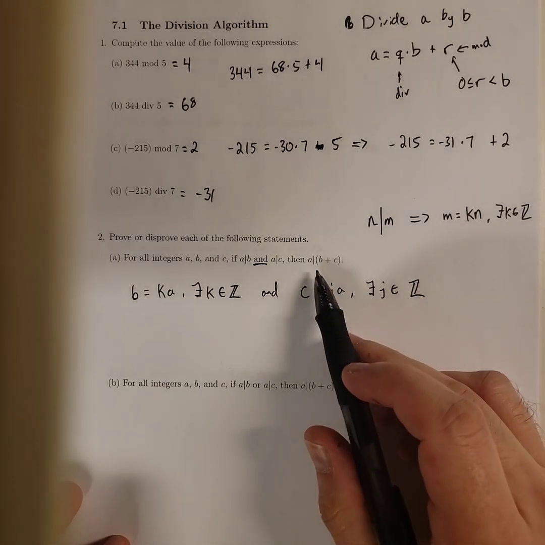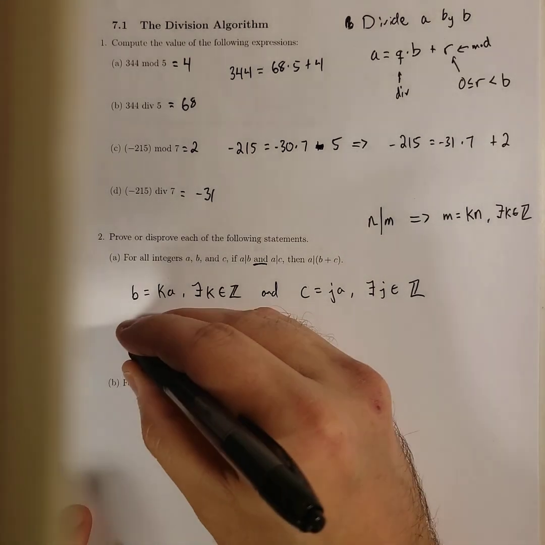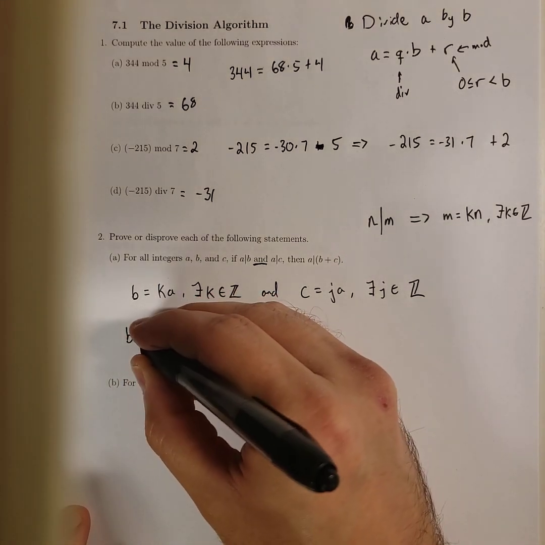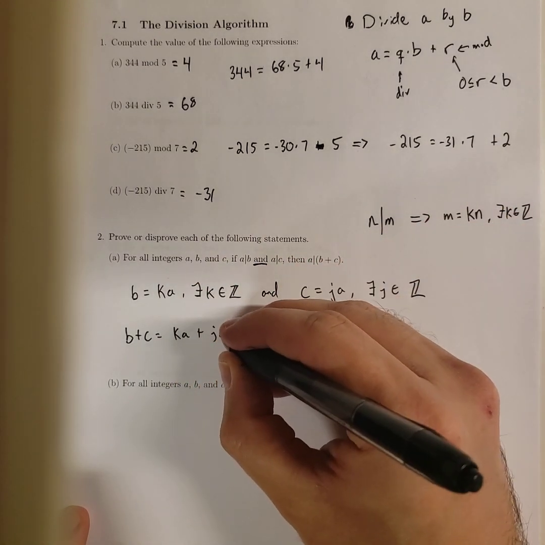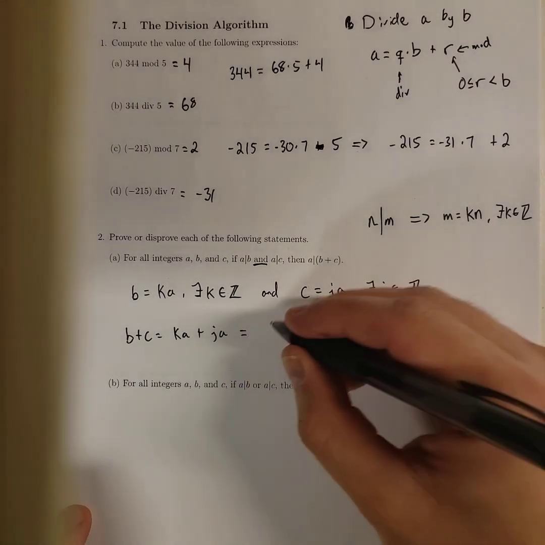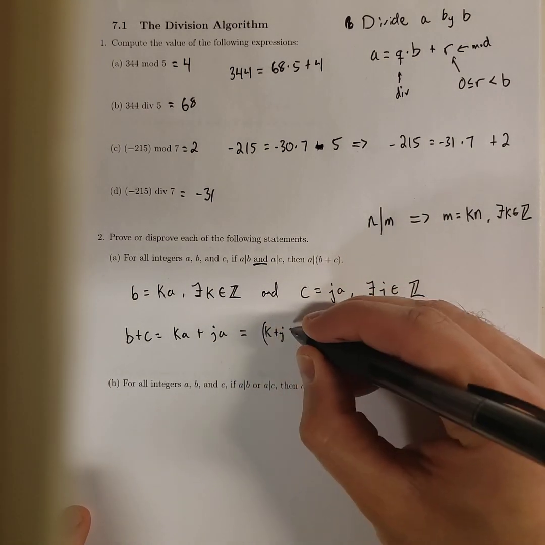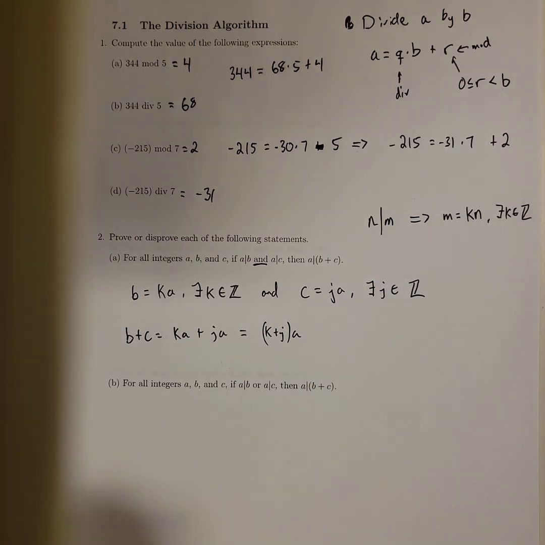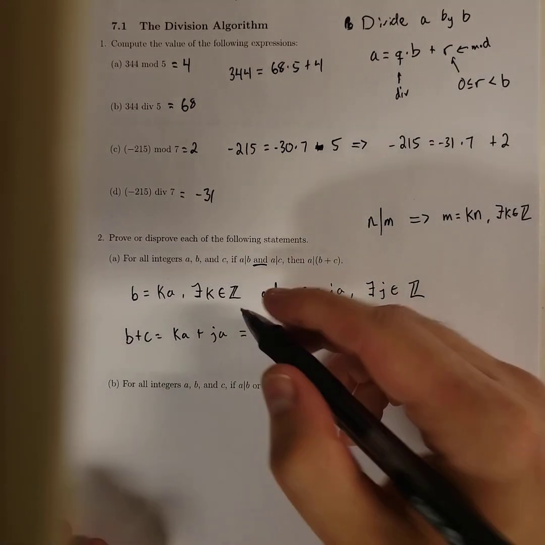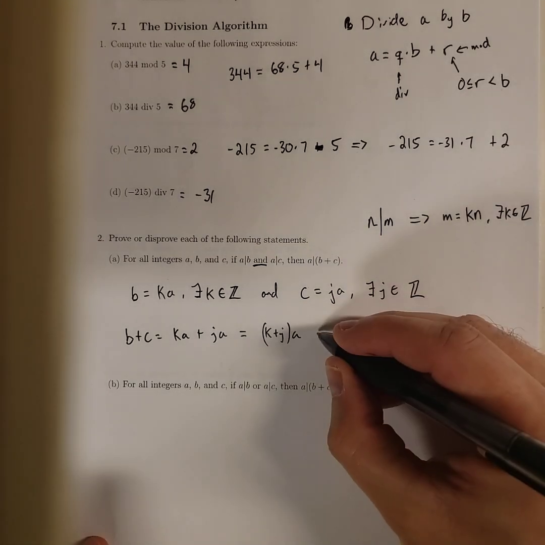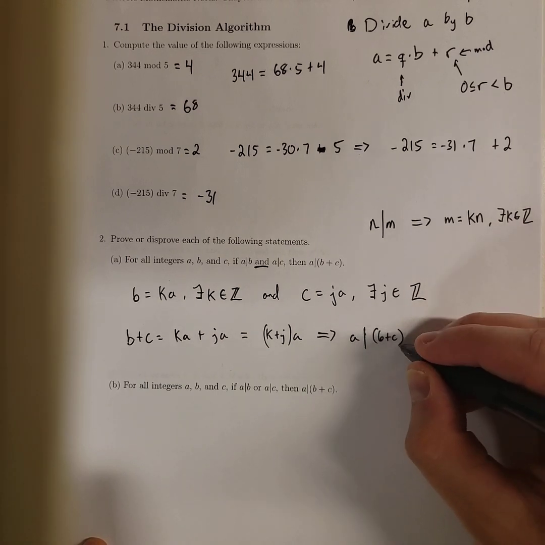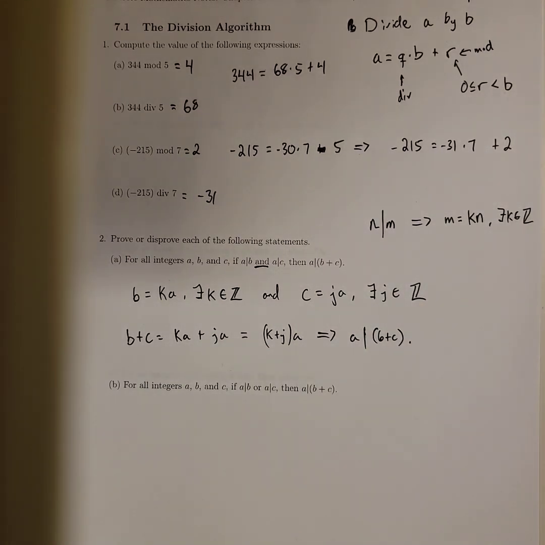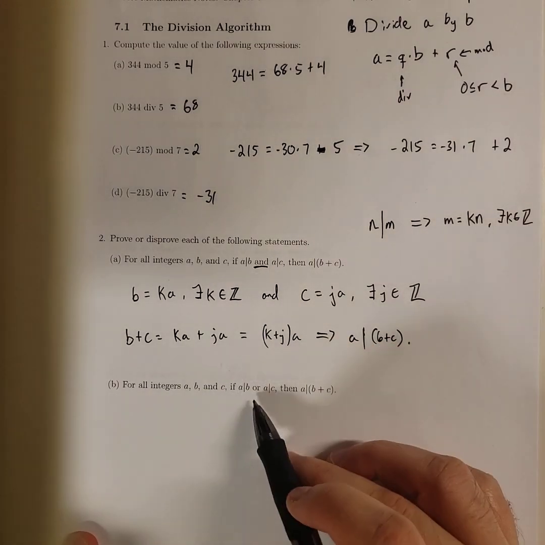And now we want to see that a divides b plus c. So if we take a look at b plus c, well, we can substitute in what we know. This is ka plus ja. And we can factor out the a. So this is k plus j times a. And since k plus j is an integer, since k and j are both integers, then we have that a divides b plus c. So this statement is true. But what about pretty much the same statement, but changing the and to an or?